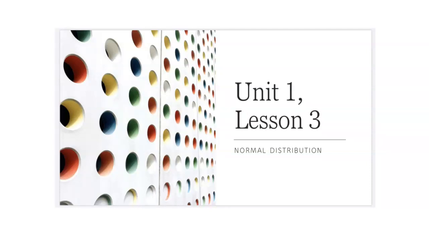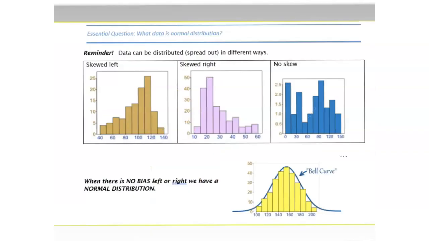Let's get started. Today's topic will be Unit 1, Lesson 3, Normal Distribution. We'll start off by talking about how data can be distributed in different ways. Distributed simply meaning spread out in different ways.